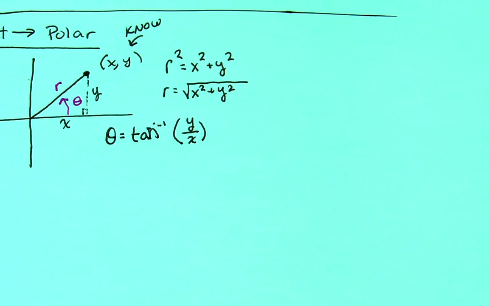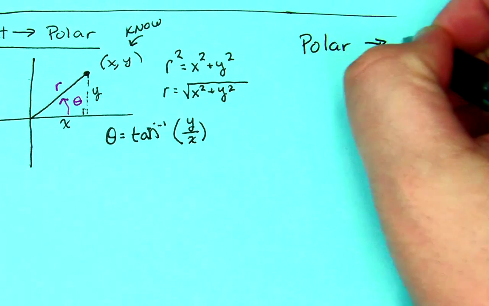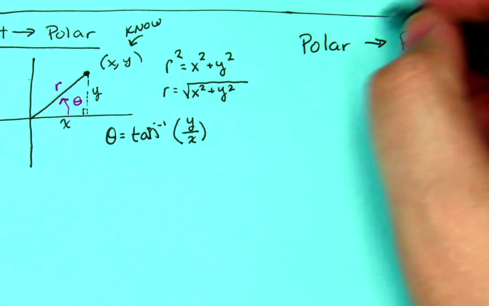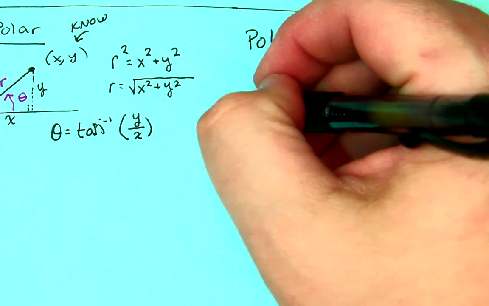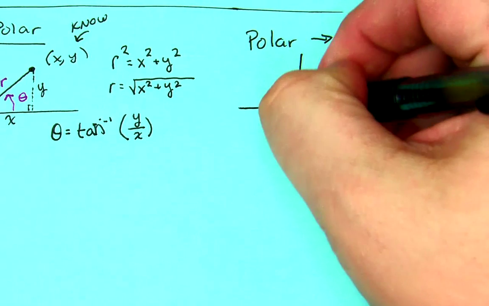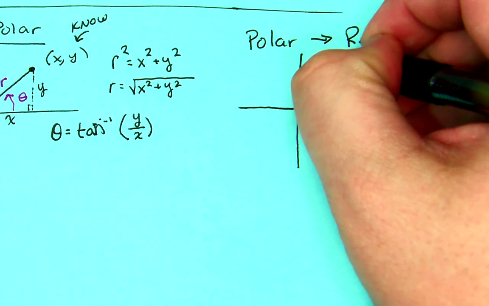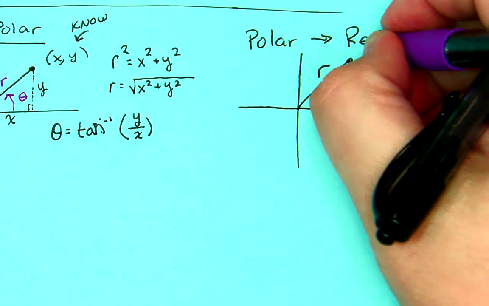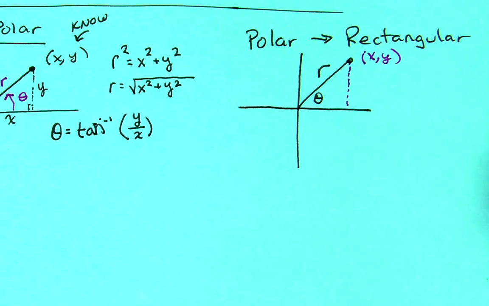So now, if we go polar to rectangular, this is even easier. Here's what we got. Say I know r and I know theta, but what I want to find is x and y. And again, use the triangle. That's y, that's x.